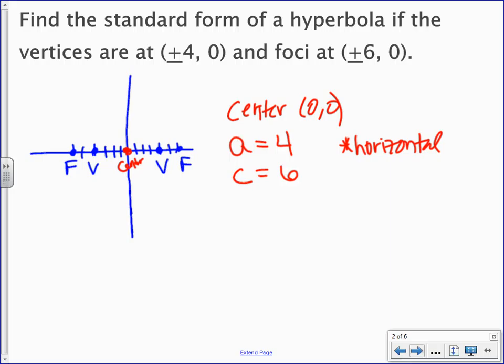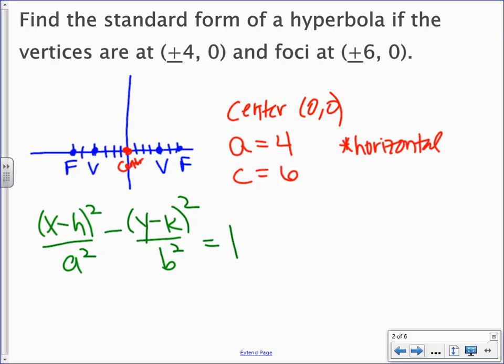So, standard form equation, x minus h squared and y minus k squared. X has to be the positive one because it is a horizontal hyperbola. Okay, we've identified our center to be at 0, 0. So we have x minus 0 squared and y minus 0 squared. And we've identified a to be 4. So a squared is going to be 16.